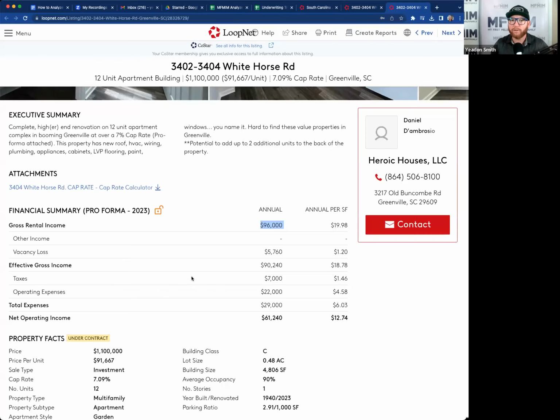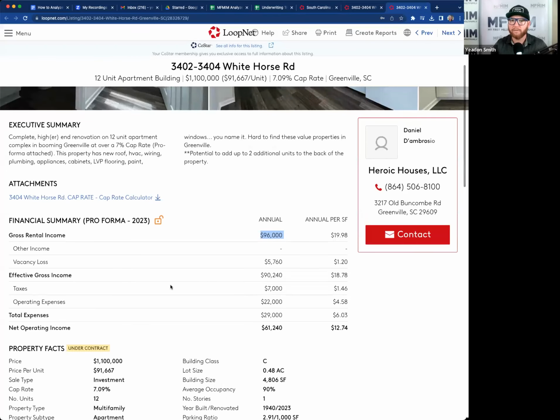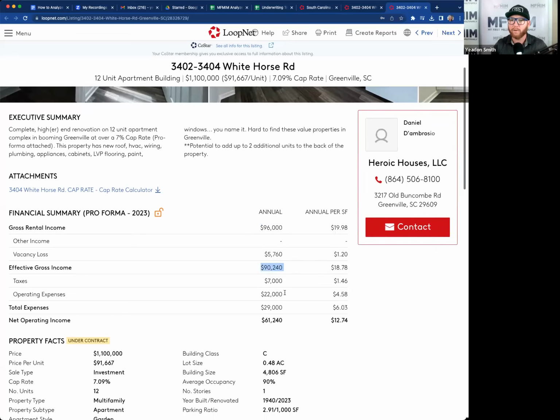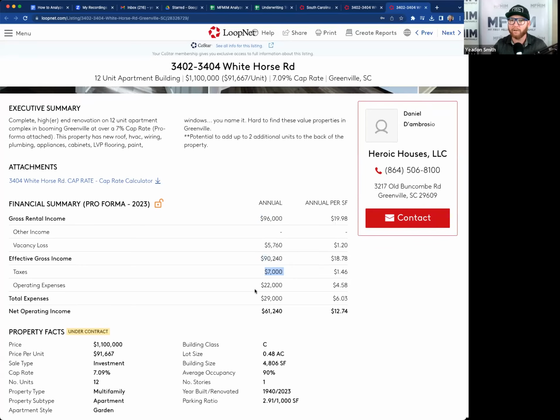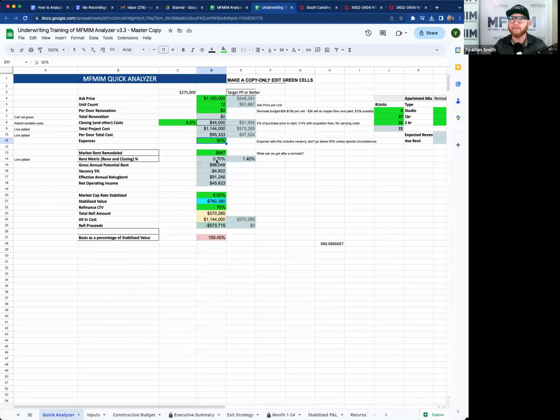Expenses. Let's see what they have for expenses. All right. Effective gross income. Oh, after vacancies, 90,000. So they have taxes at 7,000, operating expenses as one giant lump sum of 22,000. Let's plug these numbers in. We'll have to do some math. Go back to underwriting. Let's see. Vacancy is good there. Our expenses, there we go.